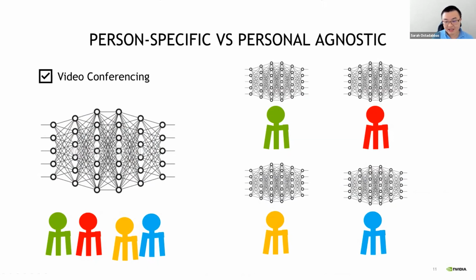I mean, it does have its benefits. Usually a person specific model can achieve better quality, and for more quality-demanding applications, you want to have a person specific model. But for video conferencing, you do need to have a person agnostic model. And the flexibility is in the person agnostic model.